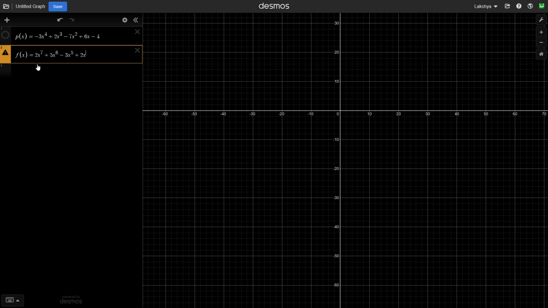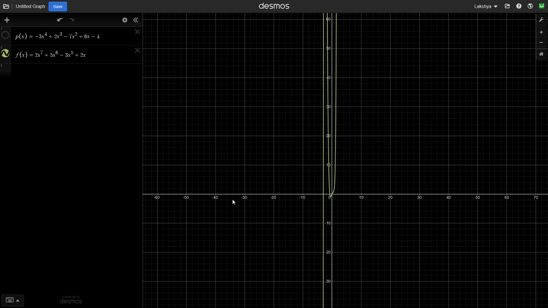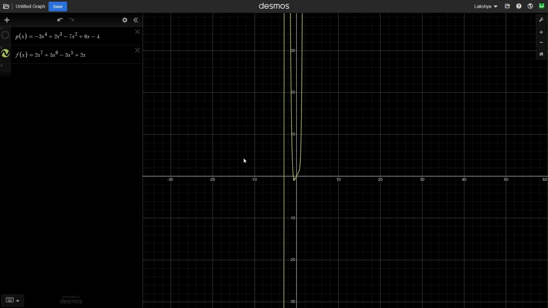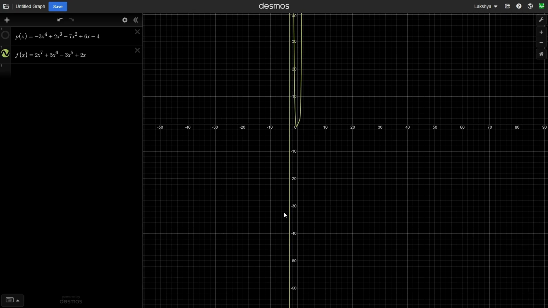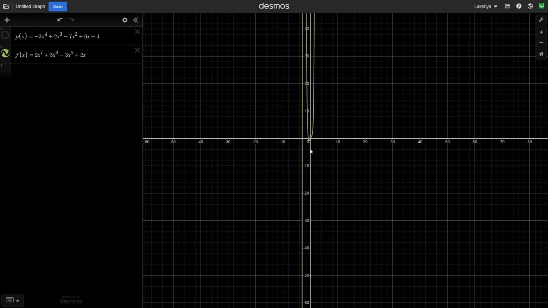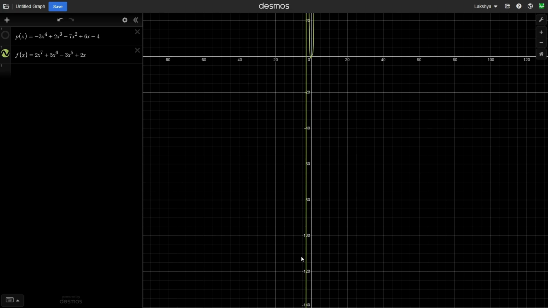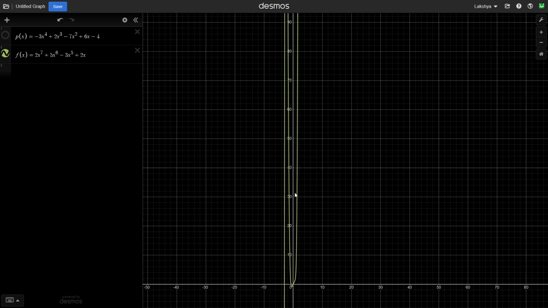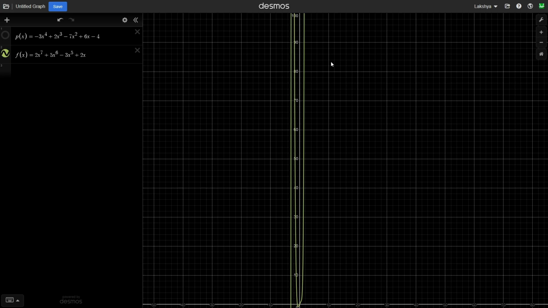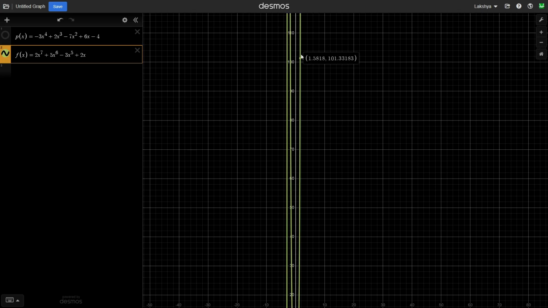So notice how this function has an end behavior that is going from quadrant 3 to quadrant 1, because as x approaches negative infinity, we're going to be going all the way down to quadrant 3, and as x approaches positive infinity, we're going to make all the way up to quadrant 1 over here.